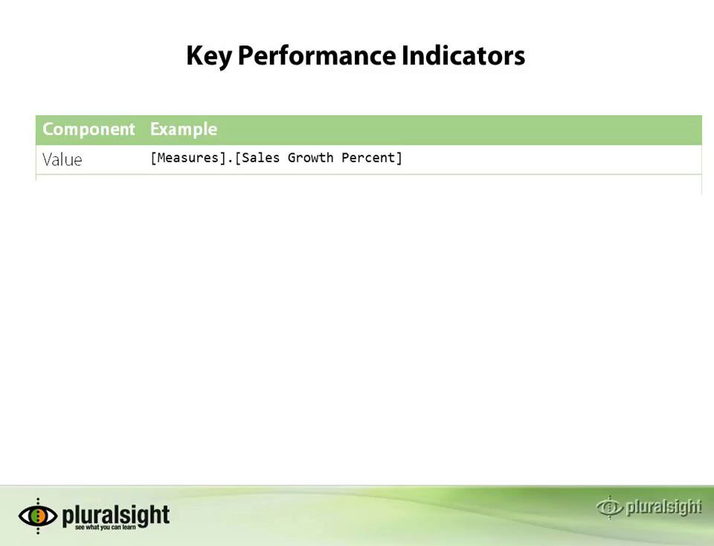First, the value is the value that we're measuring. It represents the current state of some metric. So, for example, if we have a KPI to track our sales growth, then the value is sales growth. We can track this as an absolute value, or as a percentage as shown here, where we're calculating growth as a percentage of the previous time period's sales.